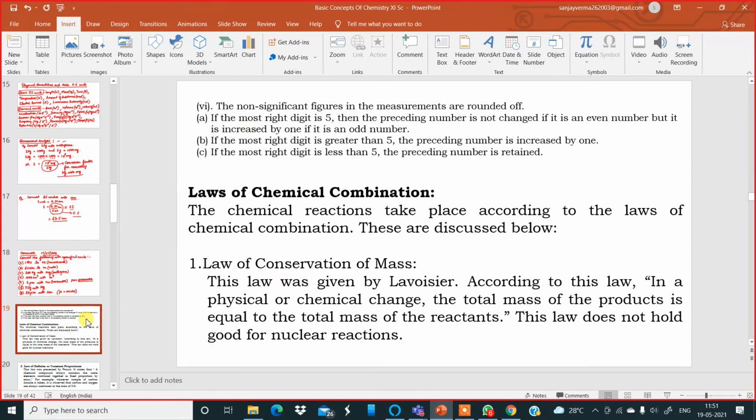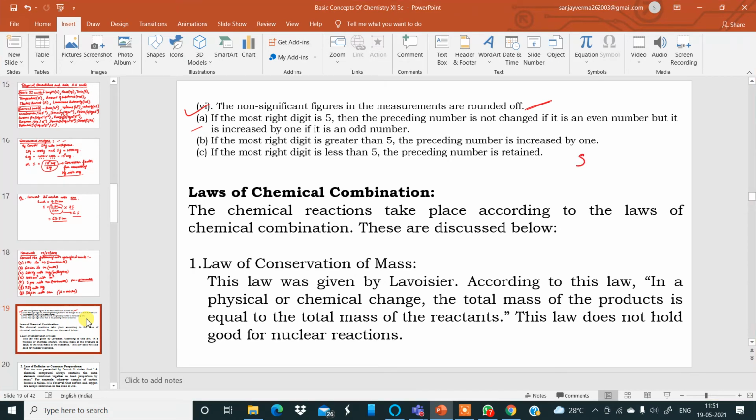Okay, now have a look at the next slide over here. Till number 5 regarding significant figures I had done. Number 6, the non-significant figures in the measurements are rounded off. Number A, if the most right digit is 5, then the preceding number is not changed if it is an even number, but it is increased by 1 if it is an odd number. Now here I want to explain one thing. Suppose there is a number. Please pay attention, listen carefully.